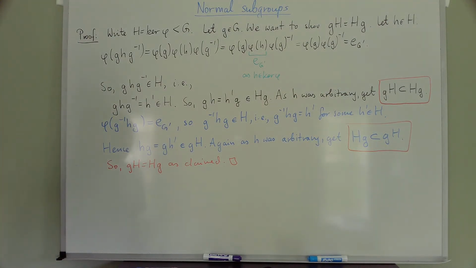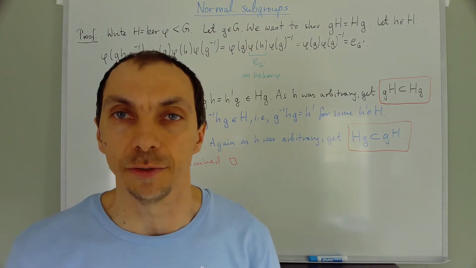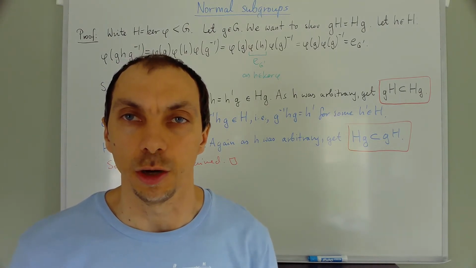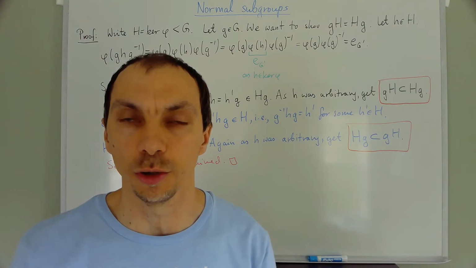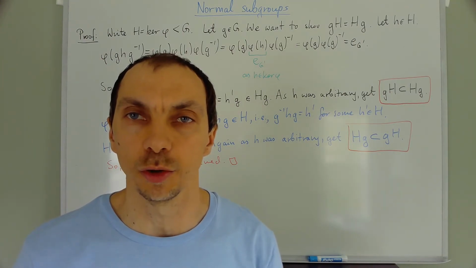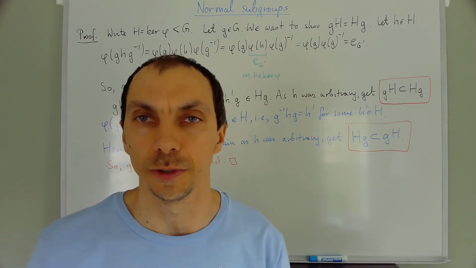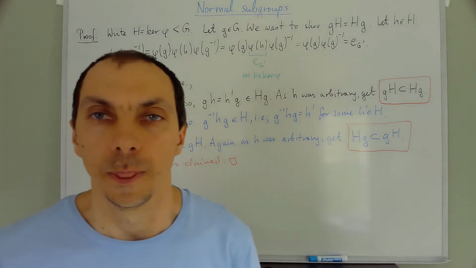Okay, so we have a few possibilities where we have normal subgroups. First of all, the whole group and the trivial group are always normal. Inside an abelian group, every subgroup is normal. Index 2 subgroups are normal, and kernels of homomorphisms are normal. What else?